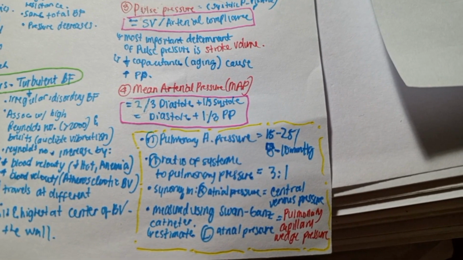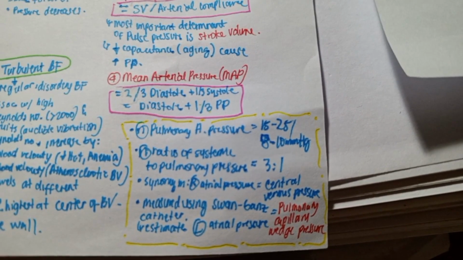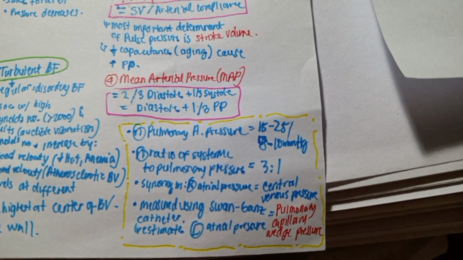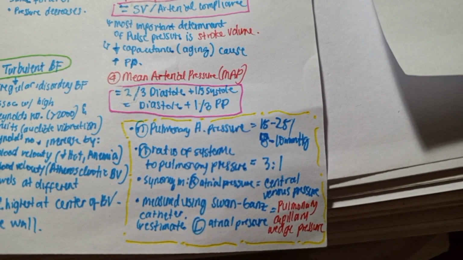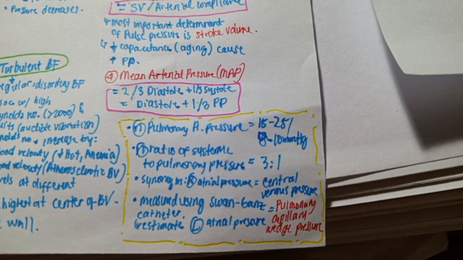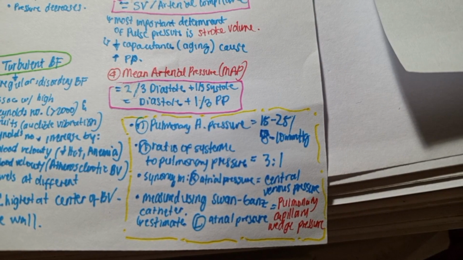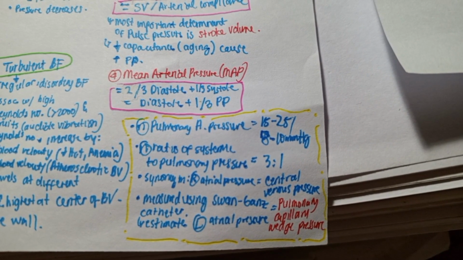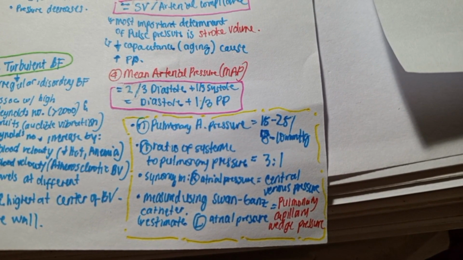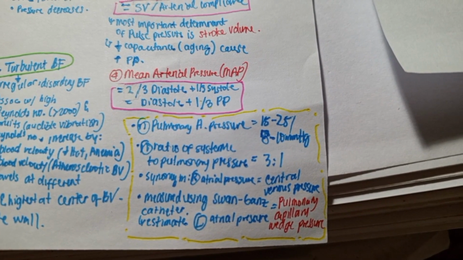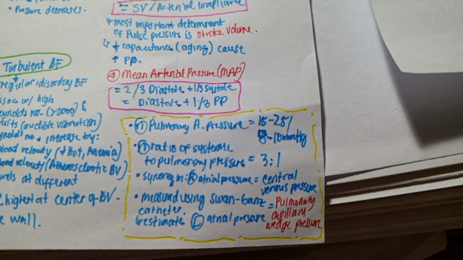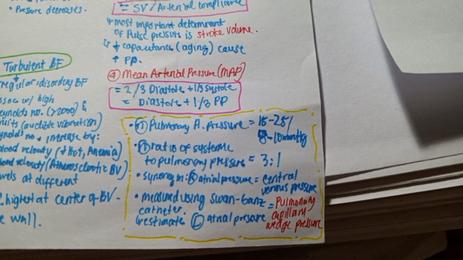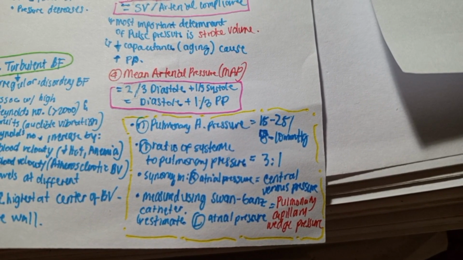Okay, another trivia is the normal pulmonary arterial pressure is within 15 to 25/8 or 8 to 10 millimeters of mercury. And the normal ratio of systemic to pulmonary pressure is 3:1. And the synonym for the right atrial pressure is central venous pressure. So when you say central venous pressure, it is the same as the right atrial pressure.